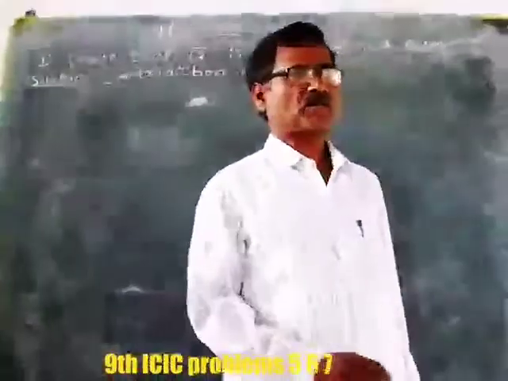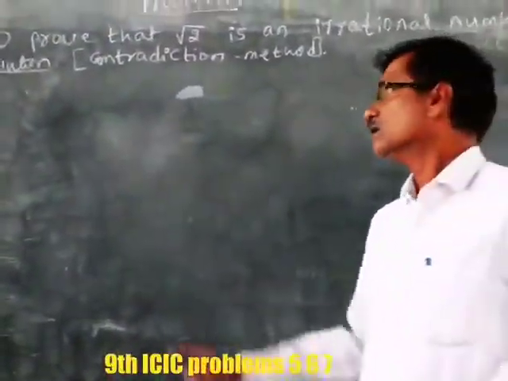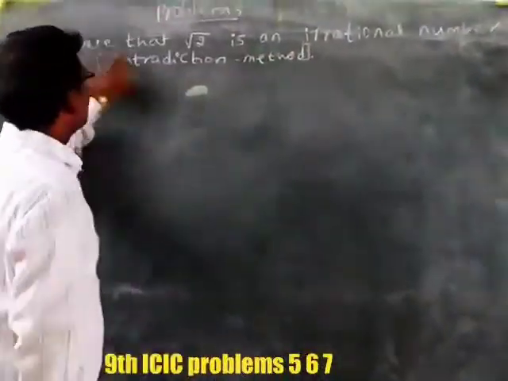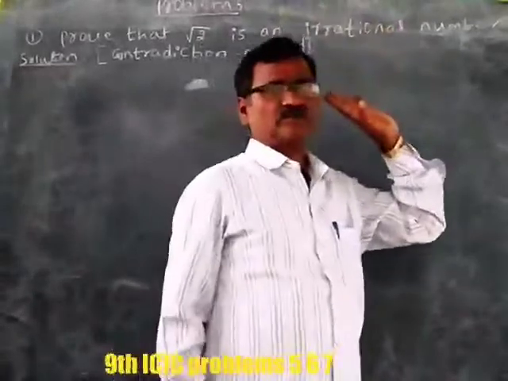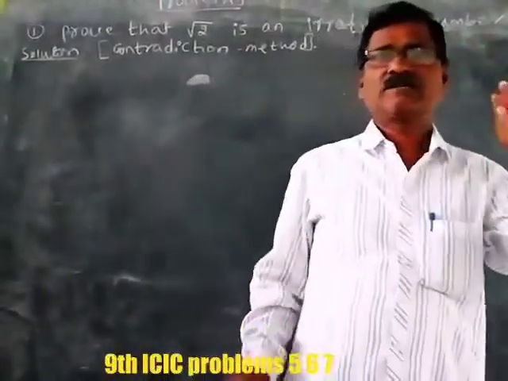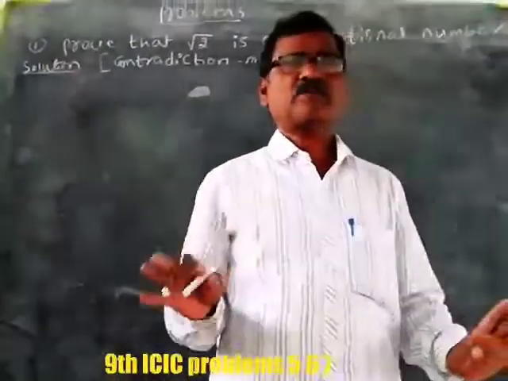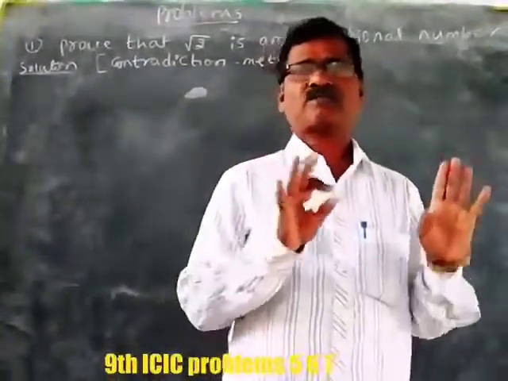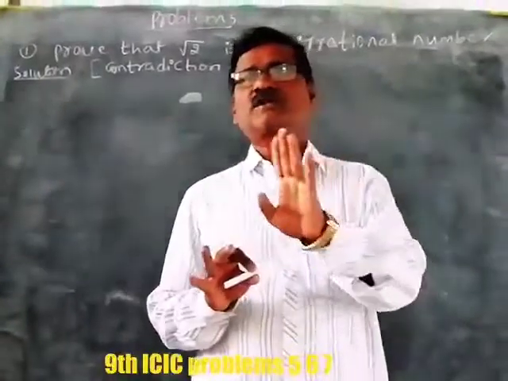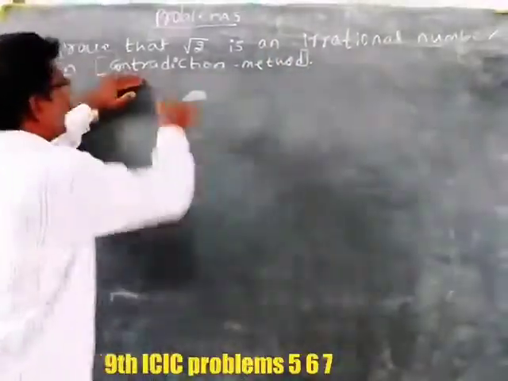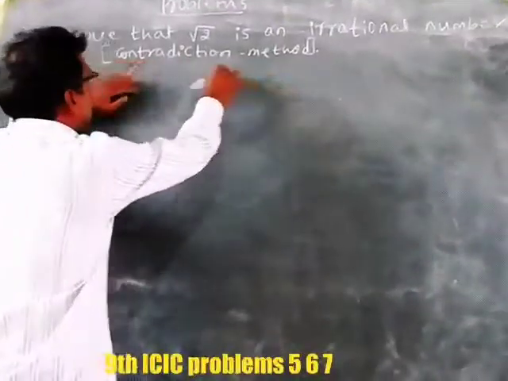Now students, take some problems. The first problem is: prove that root 2 is an irrational number. This problem we can prove by the method of contradiction. Contradiction means opposite. If it is a plus number, we should take, let us assume, that it is a minus, like that. Now this is the evident contradiction method.